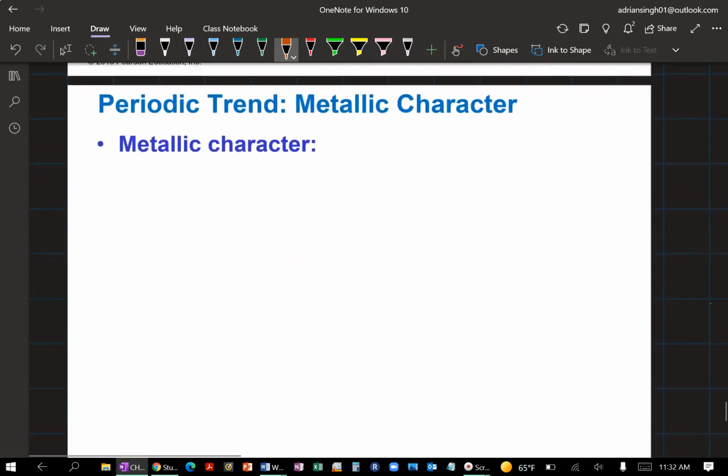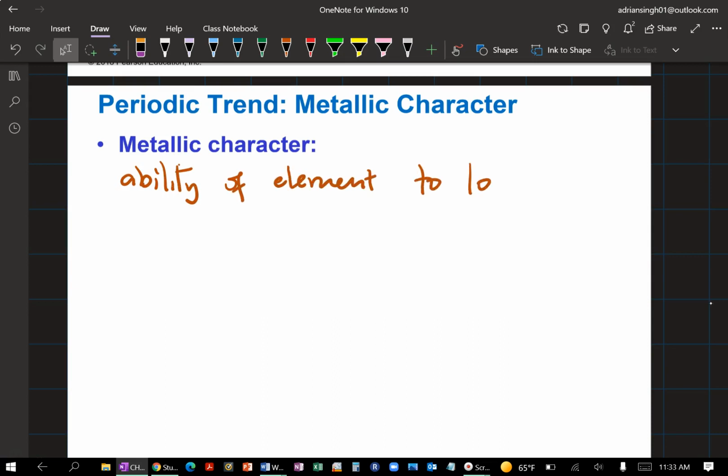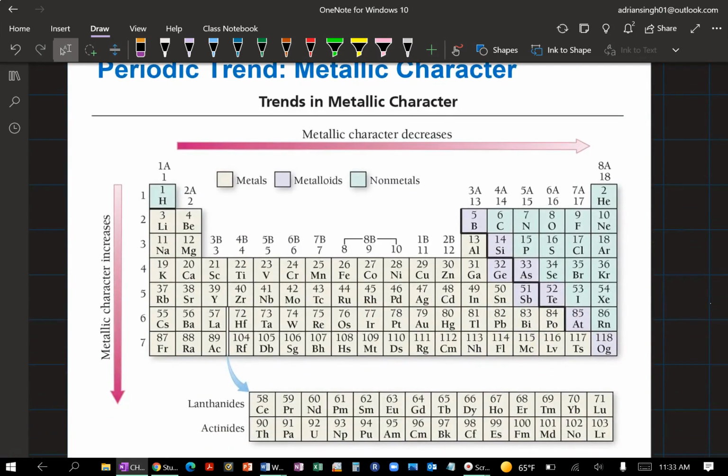So when we look at the table as a whole, in terms of the metallic character of the elements, we can describe that as the ability of an element to lose electrons. So if an element is readily able to lose electrons, it has high metallic character. If it doesn't want to lose electrons, it's got low metallic character. And across the periodic table, the trend is actually really, really simple, right? So as you go from, and I'm going to change our arrows here a little bit, as we go from right to left, going this way, metallic character increases.